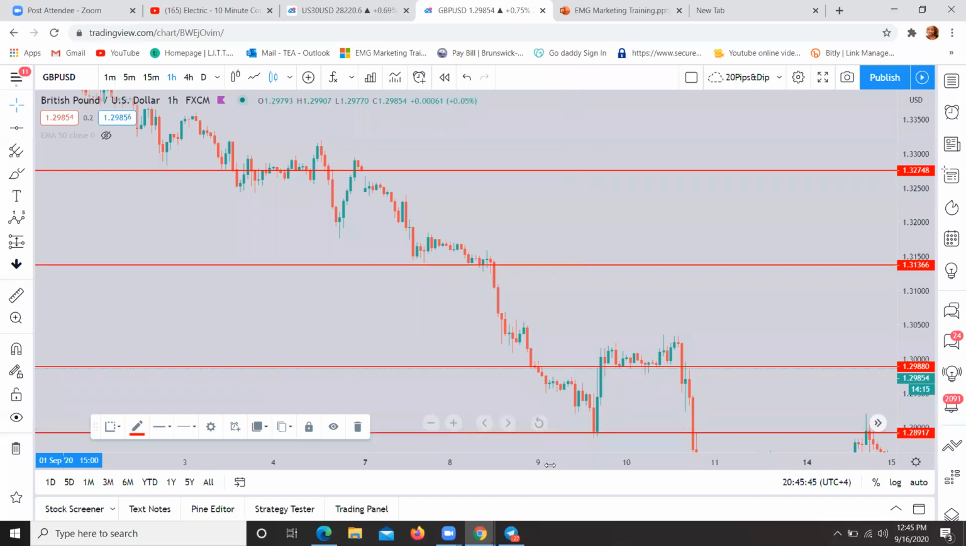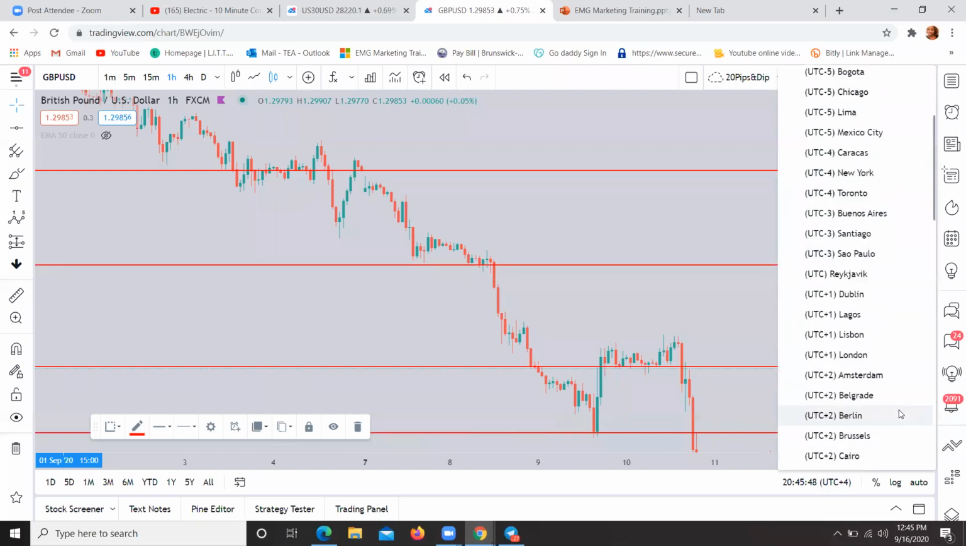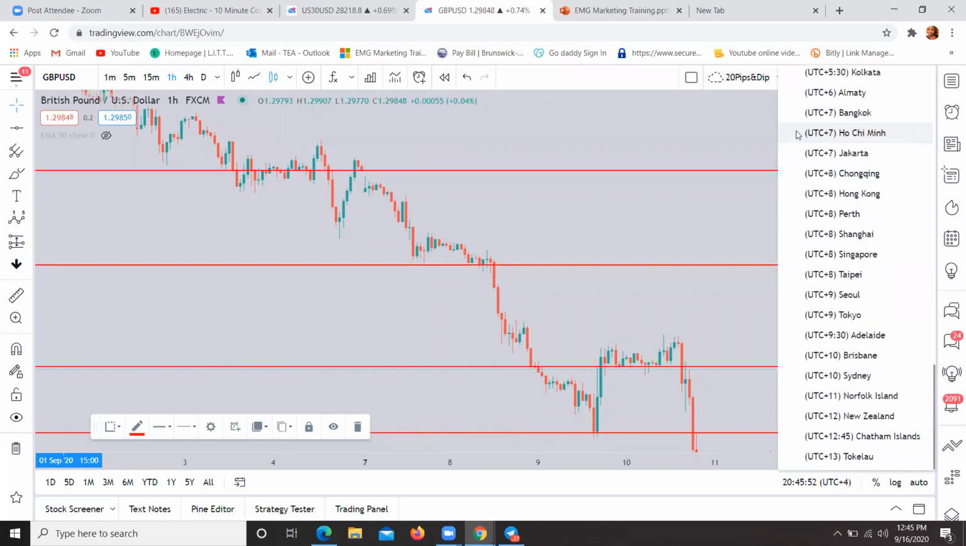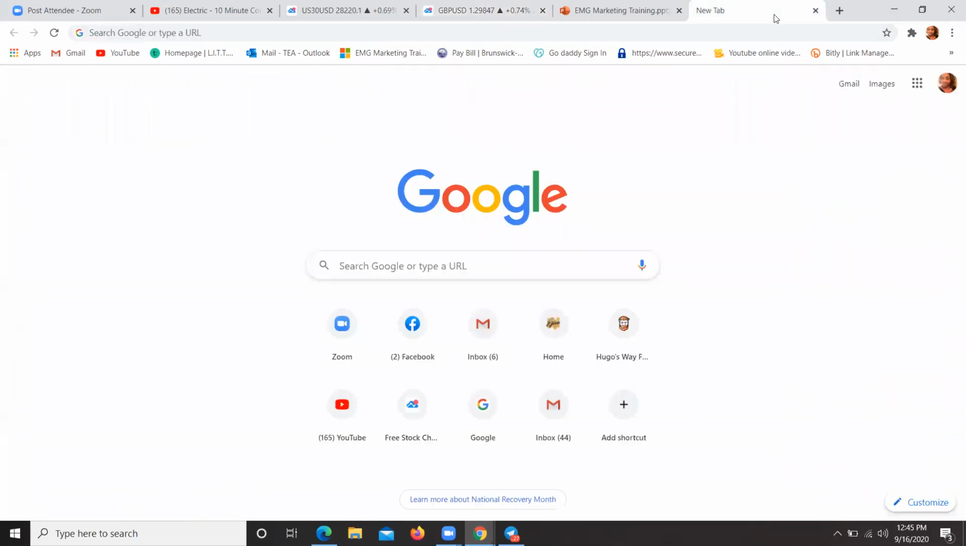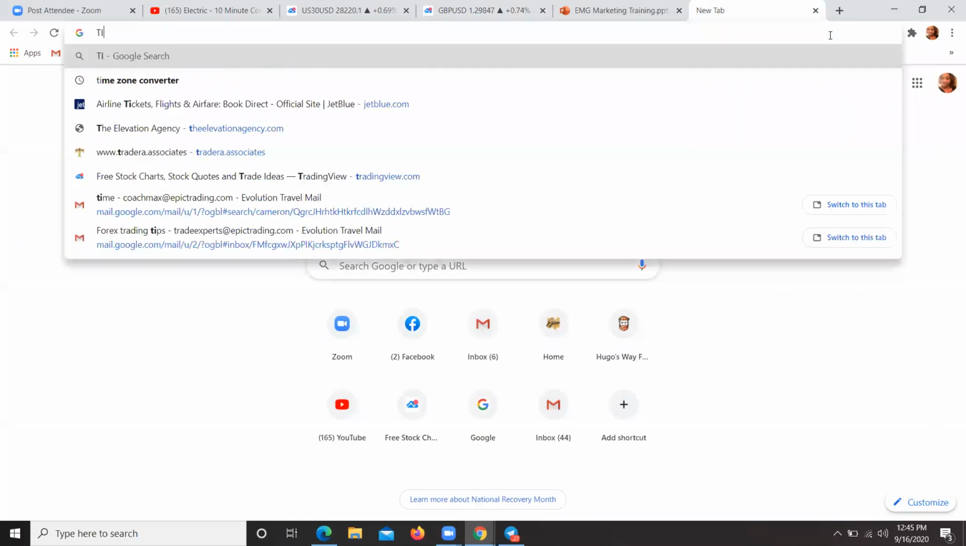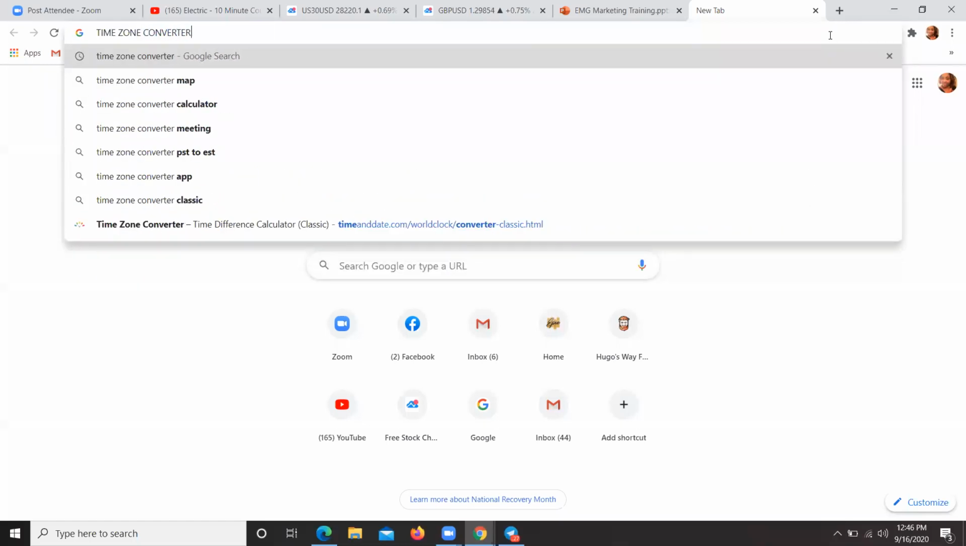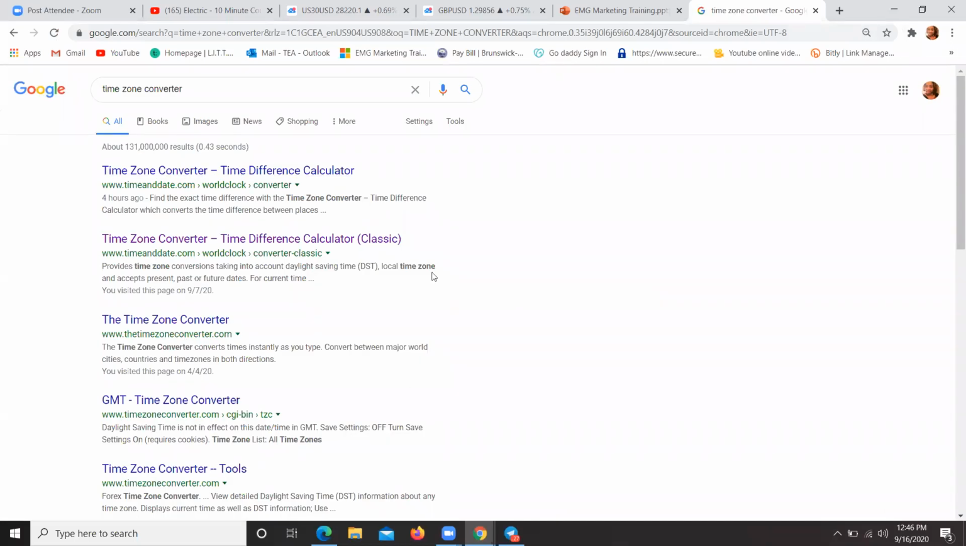If you can't find your time zone, find what's closest to your time zone. All the time zones around the world are here. Go into time zone converter. Google that and find your time zone. It'll give you the plus sign. It'll give you which one is in alignment with where you live.